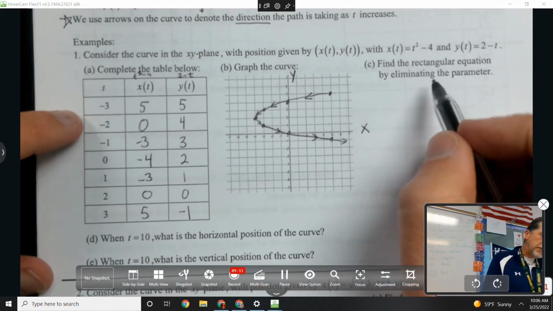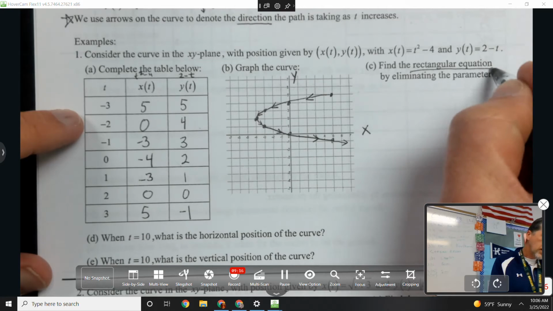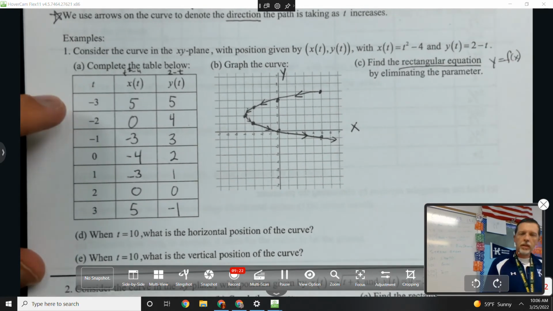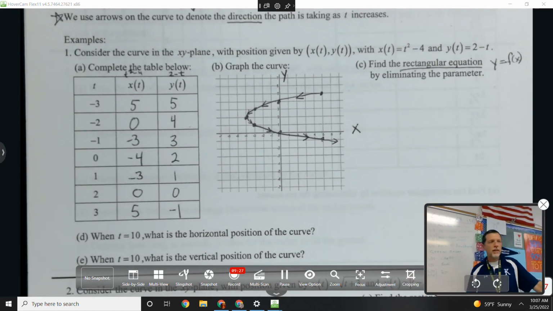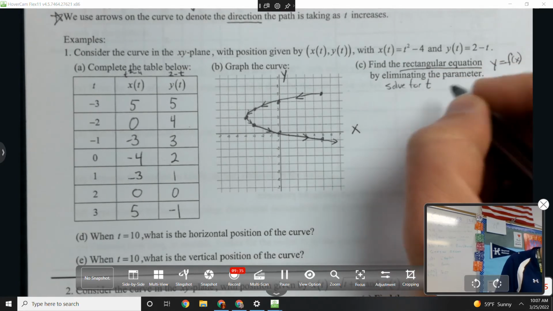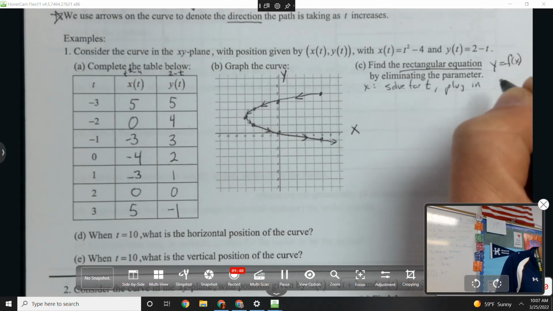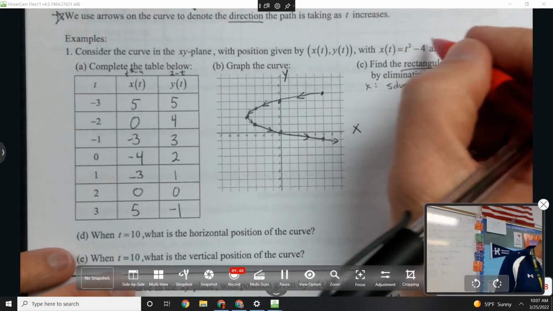All right, part C. Find the rectangular equation, meaning y equals some function of x, by eliminating the parameter. Like get rid of t. So let's solve for t. Start with x, solve for t, plug it into y. That way you'll have y equals something. So let's start with the x equation.